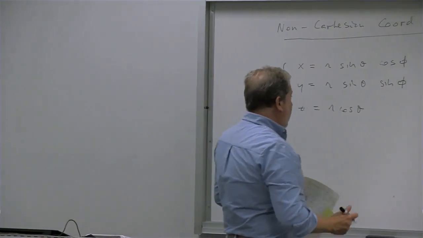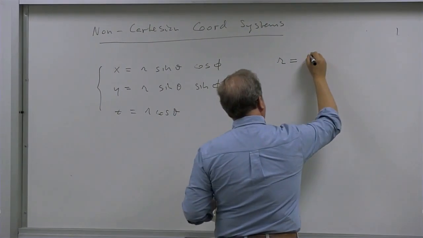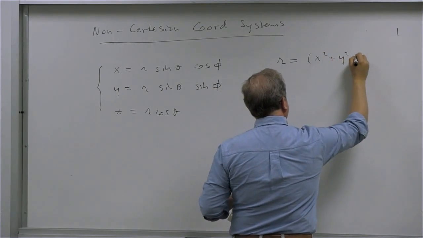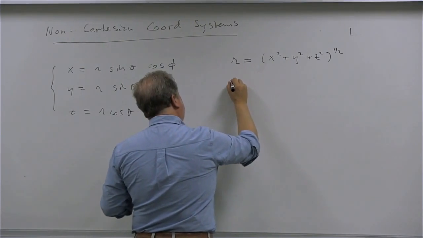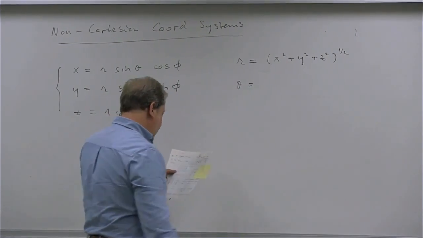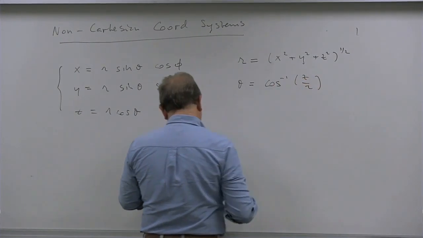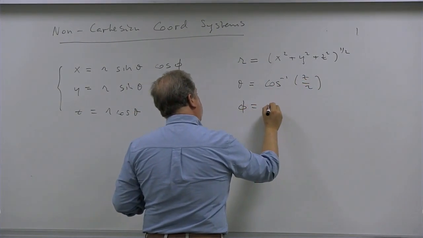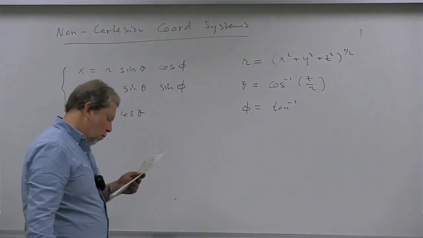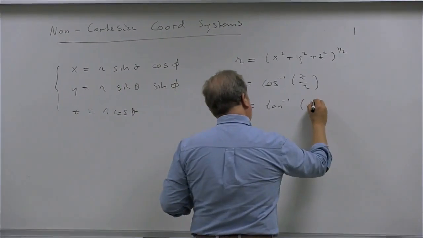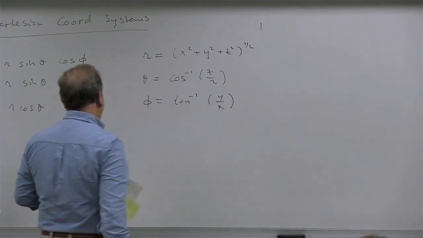And so we can invert this relationship, and we can write, of course, r as the square root of x squared plus y squared plus z squared, right? And we can write theta as the arccosine of z over r, right? And phi as the arctangent of y over x, right?